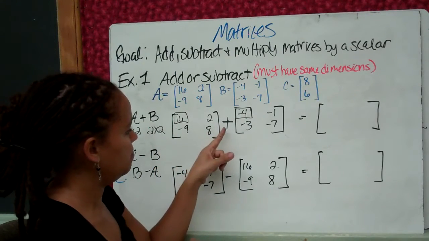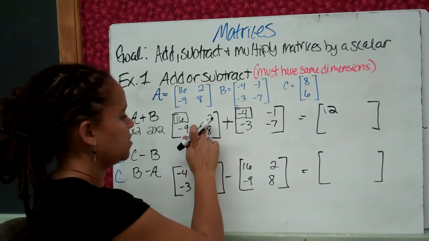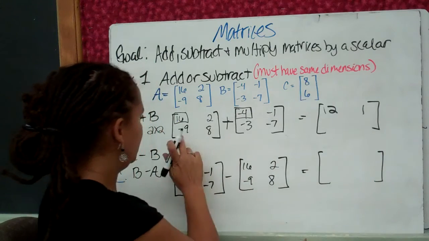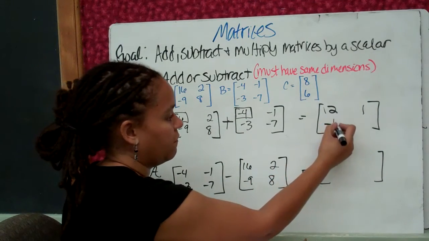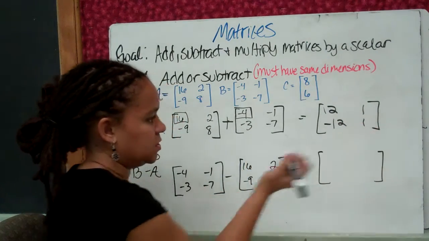So 16 plus negative 4 would be 12. That's our top left number. So top right, 2 plus negative 1 would be 1. Negative 9 plus negative 3, negative 9 minus 3 would be negative 12. And then finally, 8 plus negative 7 is 1.